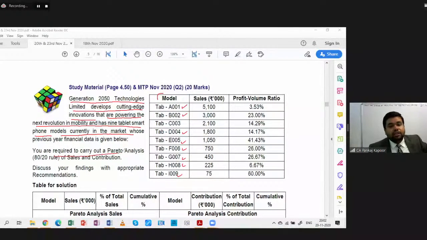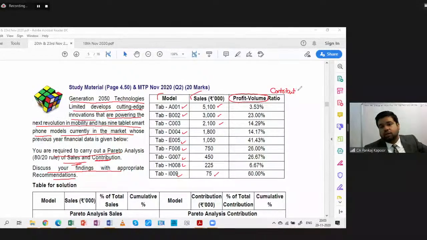You are required to carry out the Pareto analysis of the sales as well as of the contribution. Apart from that, you also need to discuss your findings with appropriate recommendations. Okay. Friends, if you see the sales, it is already given to you in the order of significance. A1 has the largest sale, followed by B2, then C3, and at the last, it is I9. But the profit volume ratio is also known as the contribution ratio. The contribution is not given to you, and instead of the contribution, the PV ratio is given, and it is not in the order of significance. So firstly, we are going to calculate the contribution.